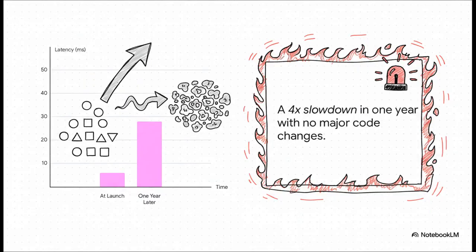So it all kicked off with a critical user profile API. When it first launched, it was screaming fast. I mean, a 6-millisecond response time. But fast forward 1 year, with no big code changes, and that same API was now taking 28 milliseconds. That is a 4 times slowdown. For a core part of a product, that's a total 5-alarm fire.